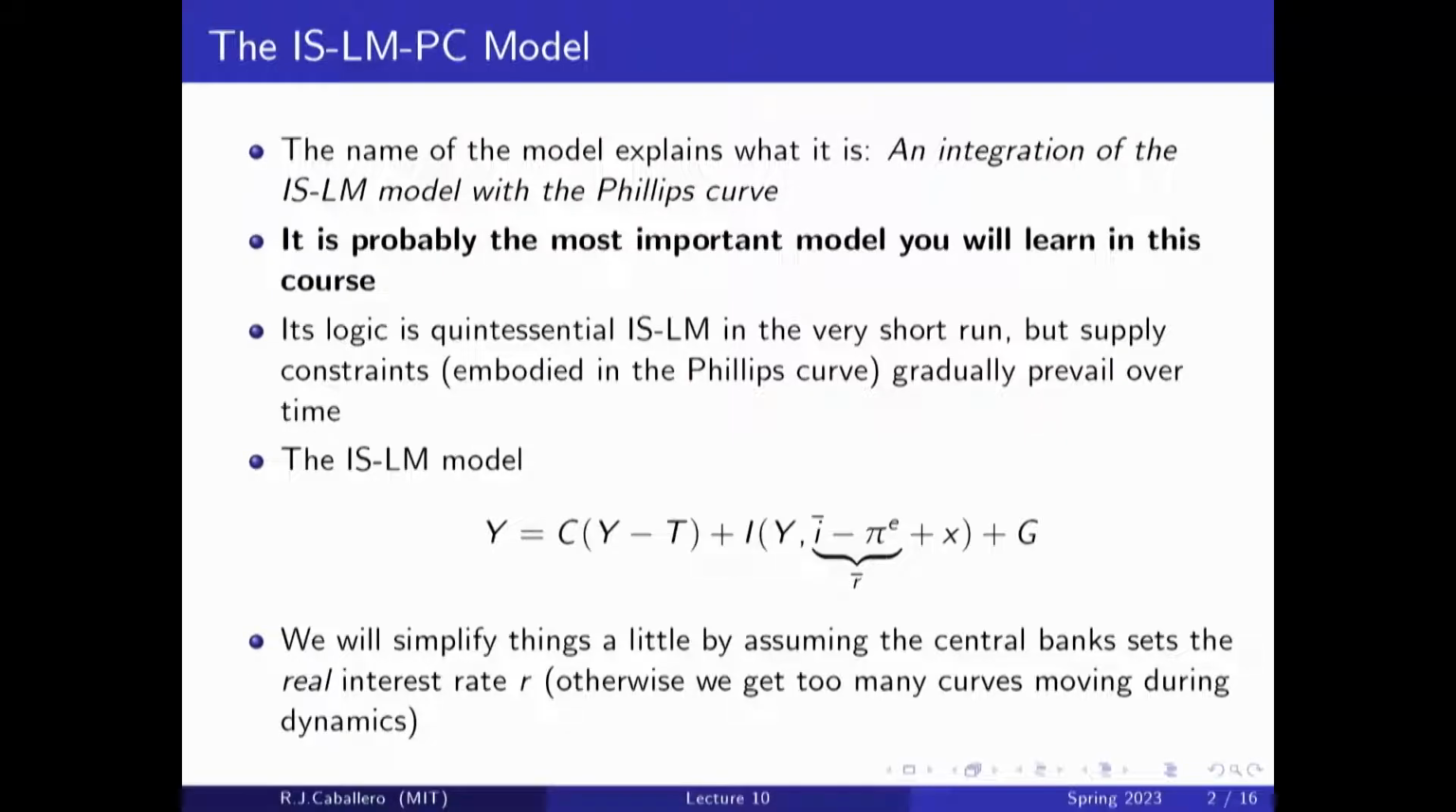curve. This is the IS-LM part. And I said, at this point, I will follow the book and assume that the central bank can control the real interest rate rather than the nominal interest rate, which is what it really controls in practice. But I'm going to make that assumption so the pictures have less curves moving around when we do the dynamics. Okay? But that's just IS-LM, nothing different.